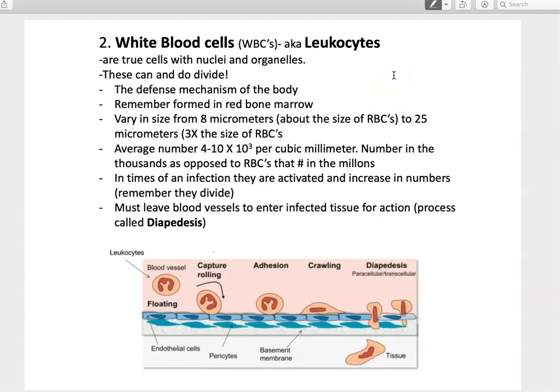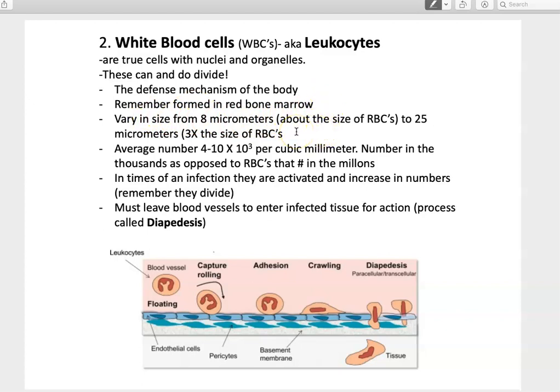Our second formed element that we're going to talk about is white blood cells. White blood cells, aka leukocytes, white cells. These are real cells. They have nuclei, and they have internal organelles. And if they are needed, if they're called into action, they will divide. Remember, white blood cells are the defense mechanism of the body. They are also formed in your red bone marrow.